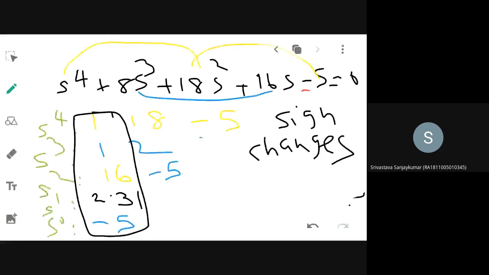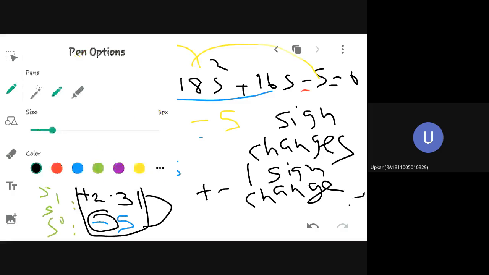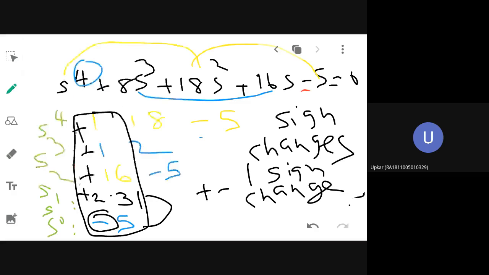Positive, positive, positive, positive, but here negative. Last element is negative. So how many sign changes? From plus to minus, one sign change is there. So total number of roots is how much? Given the characteristic equation, what is the order of the polynomial? 4 roots. So out of the 4 roots, one will be located in the right half.